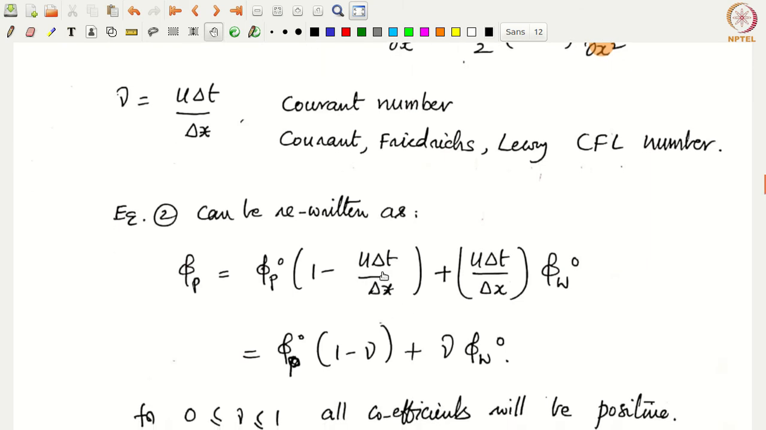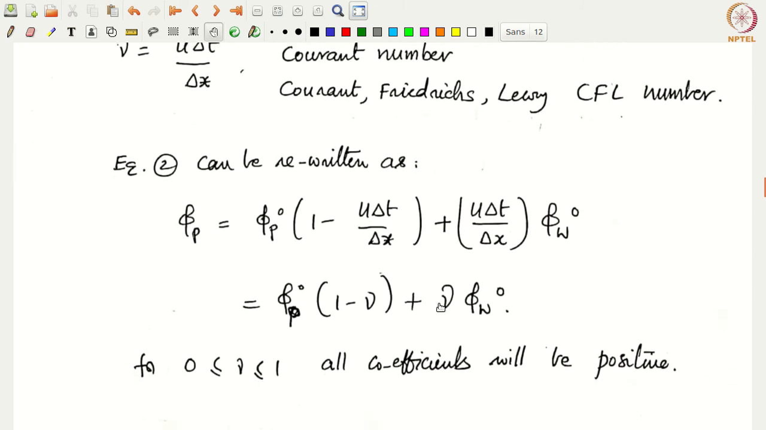Now if I replace u delta t by delta x with nu, what we get is phi p0 times 1 minus nu plus nu times phi w0. Now what we see is, because we said from the stability analysis that nu can be taken to be between 0 and 1, both coefficients are always positive, isn't it? Which was not the case when we had implicit CDS, right? No matter what delta t you take, some coefficients were coming out negative, because there the coefficients were in terms of phi p, phi east and phi w, whereas here we have only two, in terms of phi p and phi w. As a result, the term coming from the unsteady can be clubbed with one of the spatial values.